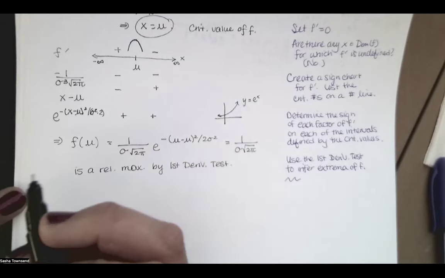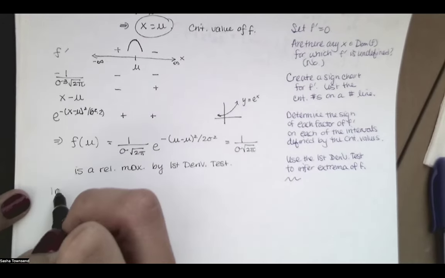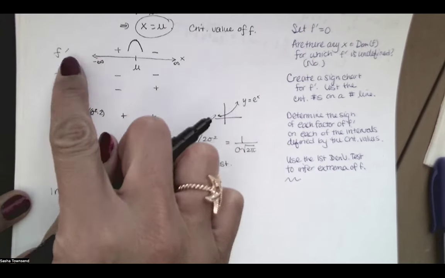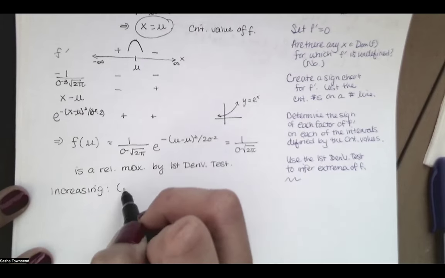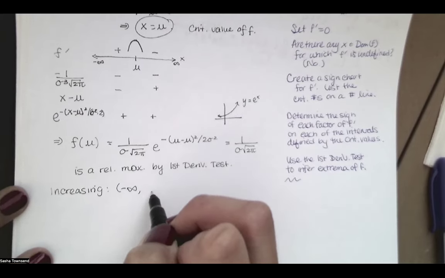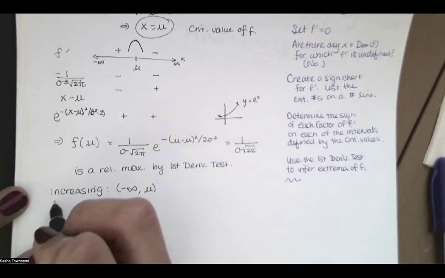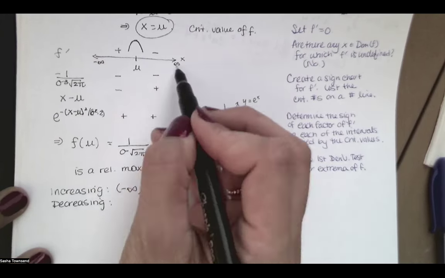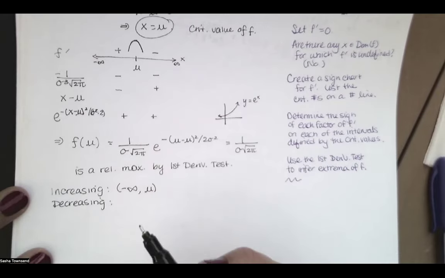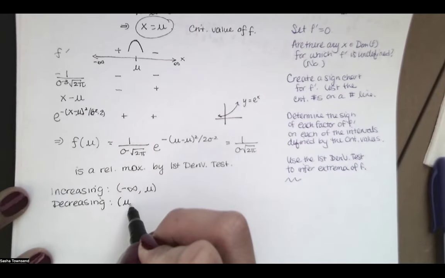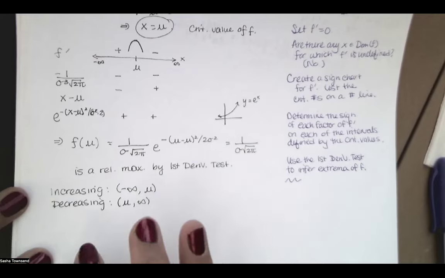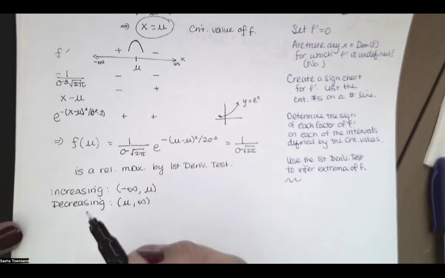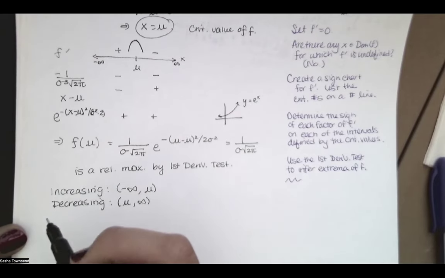And I guess before we talk about the second derivative, let's write down the intervals where the function is increasing and decreasing. So from this, f prime is positive on this interval, so the function is increasing on the interval from negative infinity to mu, and the function is decreasing on the interval from mu to infinity because that's what it means when f prime is negative. The y values are getting smaller as we go farther to the right. So we know that that's true, and now we're going to look at a second derivative.